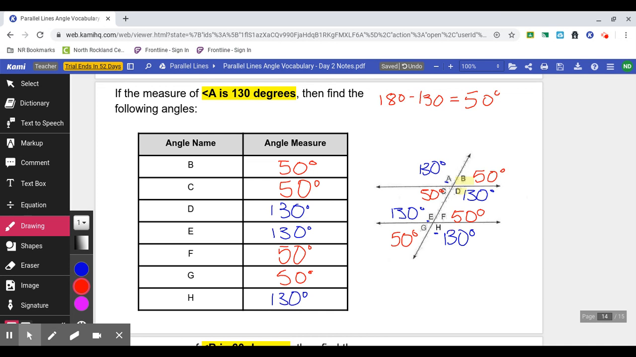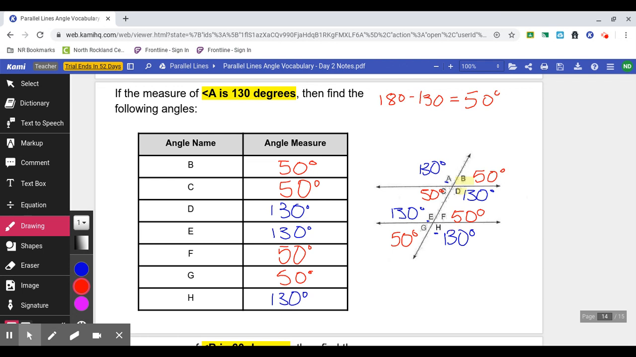We didn't even have to do anything about alternate interiors, but look, they are equal. Angle C and angle F are alternate interiors, so we know they have to be equal. Well, C equals 50, F equals 50. Those are equal, so we know we did that right. D and E are alternate interior angles. They have to be equal. D equals 130, and E equals 130. So again, we know we're right.